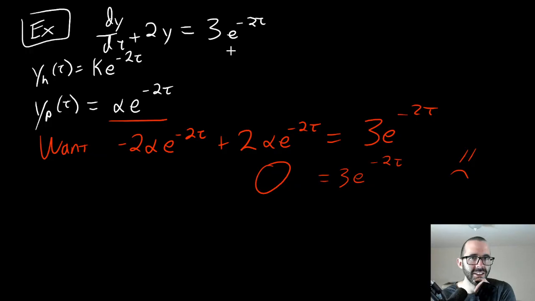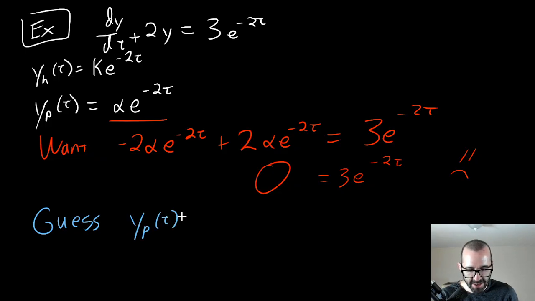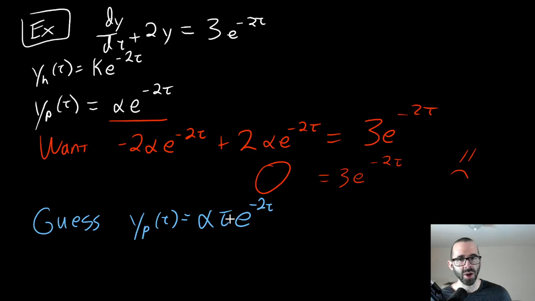Remember your product rule. What if we guess something a little different? What if we guess alpha times t, e to the negative 2t? Well, now when we take the derivative, we'll have two terms. One will have a t, one won't have a t. The one with the t is going to cancel with this one. So we've tricked the problem. We know we're stuck with cancellation, but because of the t, we now have the product rule giving us something that won't cancel.